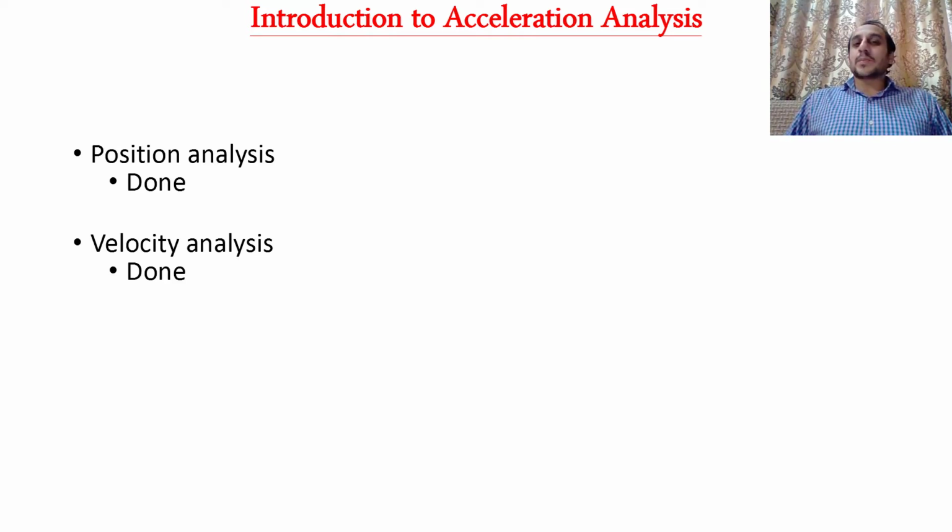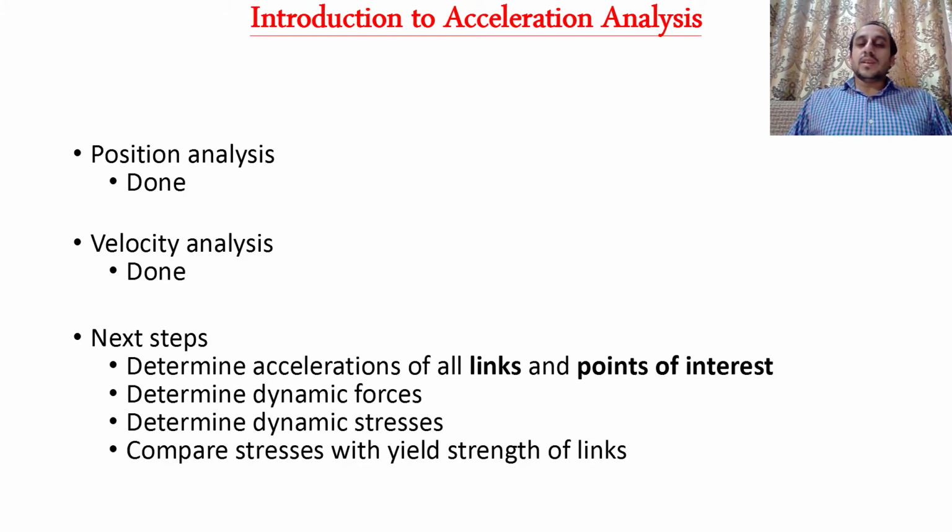All this data is available with us. So now what is the next step? The next step is to determine the acceleration of all the links and points of interest. Once again, the points of interest are the pin joints as well as some other points, for example the coupler point, which can be of interest. Whichever point you want to take output from, or which is helpful or critical for you, we have to calculate the linear acceleration at that point.